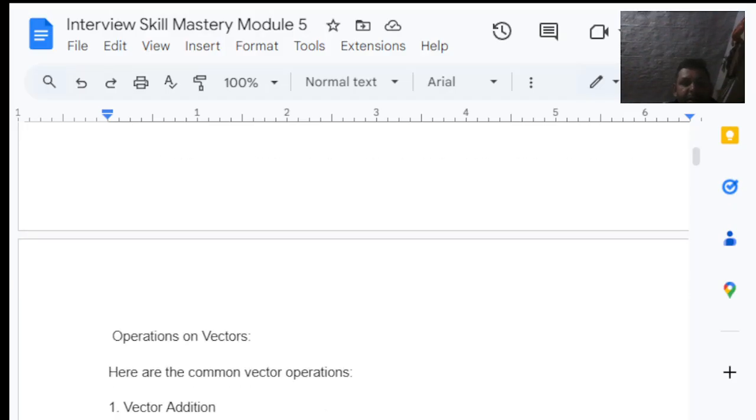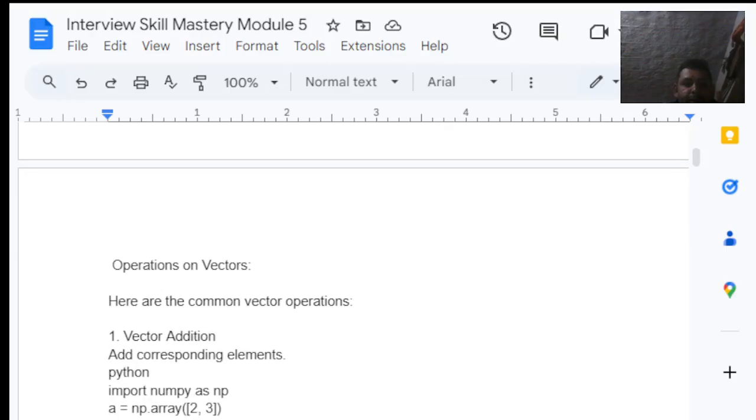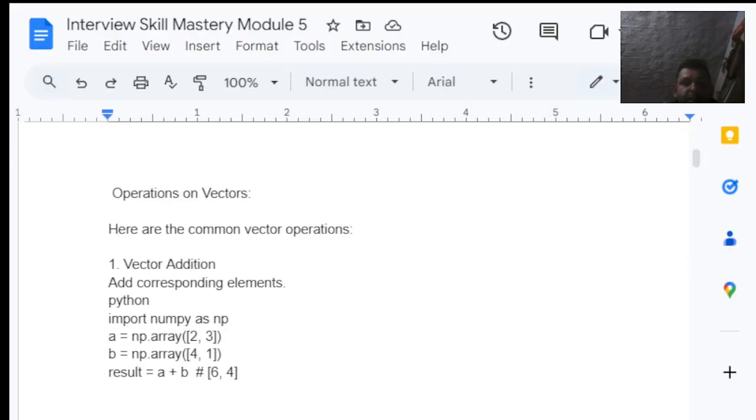Add corresponding elements with Python. Import numpy as np, a equal to np.array 2 comma 3, b equals to np.array 4 comma 1. So result equals to a plus b. If we print the result, then 6 comma 4, it will be addition. And vector subtraction is subtract corresponding elements with Python, result a minus b equals to minus 2 comma 2.